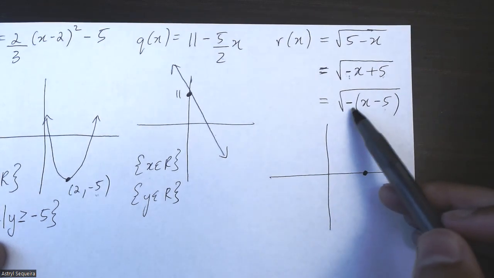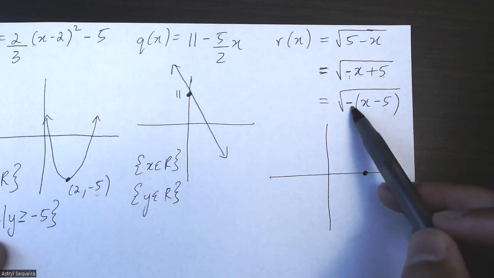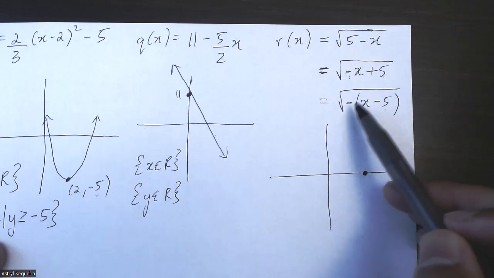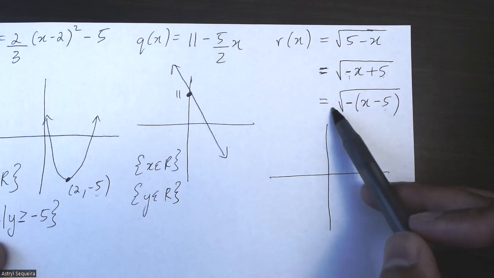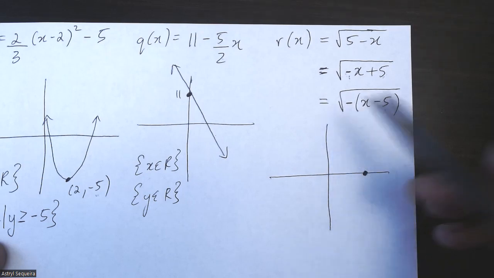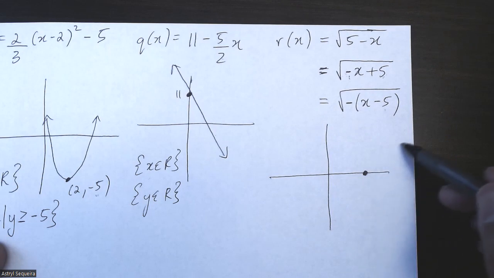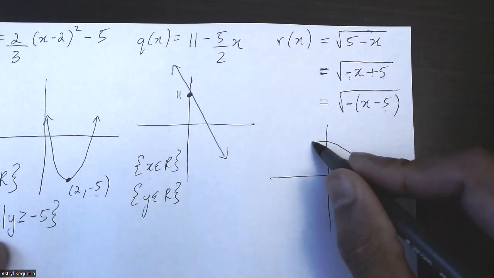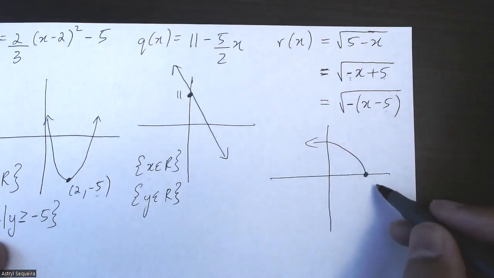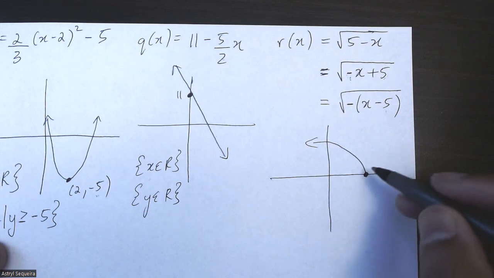But now I have a negative here inside the square root. So if you have a negative inside the square root before the x, it's a reflection in the y-axis. And if you have a negative outside the square root, it's a reflection in the x-axis. So the original graph goes this way. But if I reflect it in the y-axis, it's going to go like that. If I reflect it in the x-axis, it will be going down instead of up.